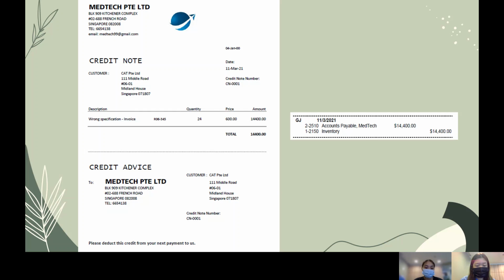Due to the defected goods, we need to deduct $14,400 from the accounts payable and inventory. Thus, accounts payable will be placed in debit because there's a reduction in liability, and inventory will be placed in credit because we are deducting from an asset.